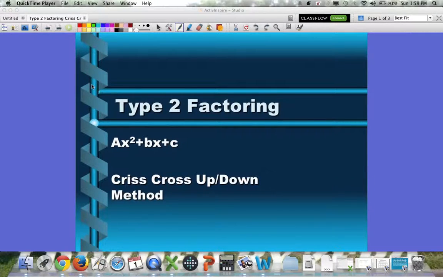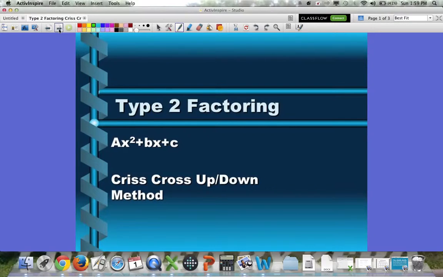Type 2 factoring is in the form of ax squared plus bx plus c, where the coefficient a is bigger than 1. We're going to use the crisscross up-down method, which is a different method of doing factoring, and we'll explain to you how that works. So let's go to it.